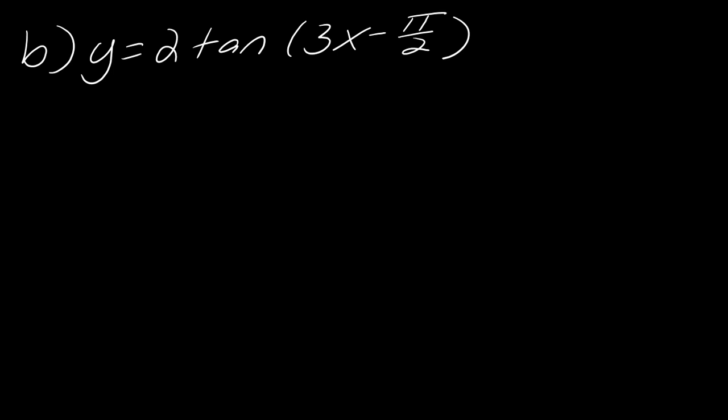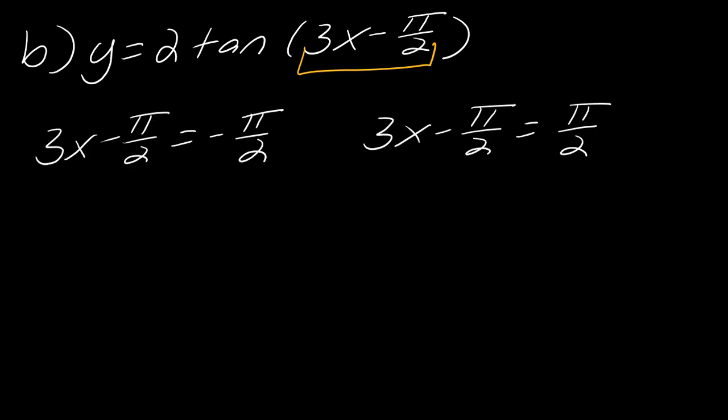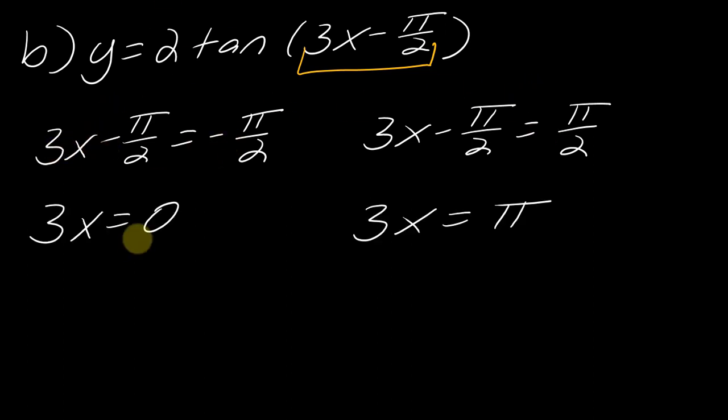Okay, so let's look at example B here. So now I want to know what are my asymptotes. So I've got tangent here. So once again, I'm just going to take whatever's inside of the parentheses for tangent, and then I just set all of that equal to the two-part equation. So I've got 3x minus pi over 2 is negative pi over 2, and 3x minus pi over 2 is pi over 2. Okay, so now I can go through and solve. So first I'll add pi over 2 to both sides. So that's going to give me 3x equals 0 and 3x equals pi.